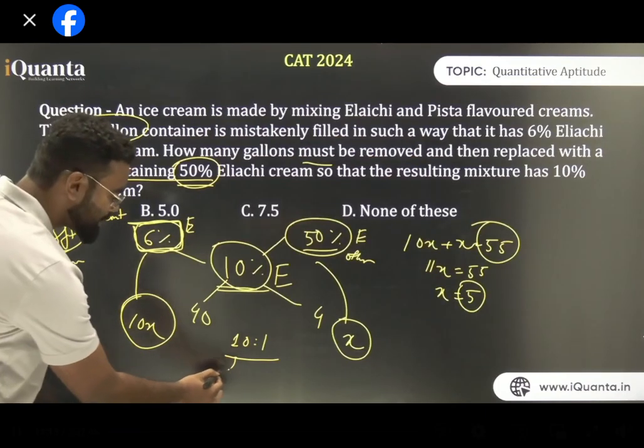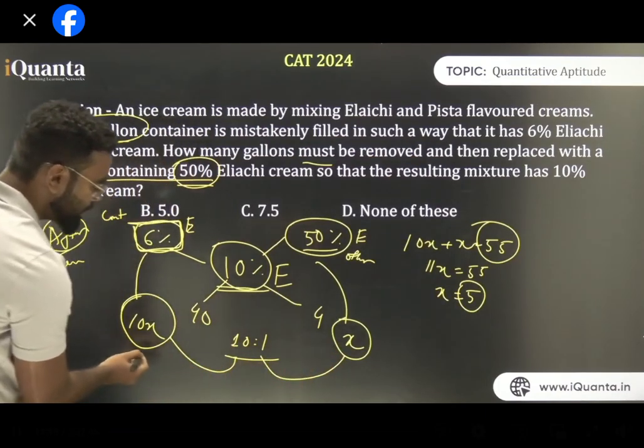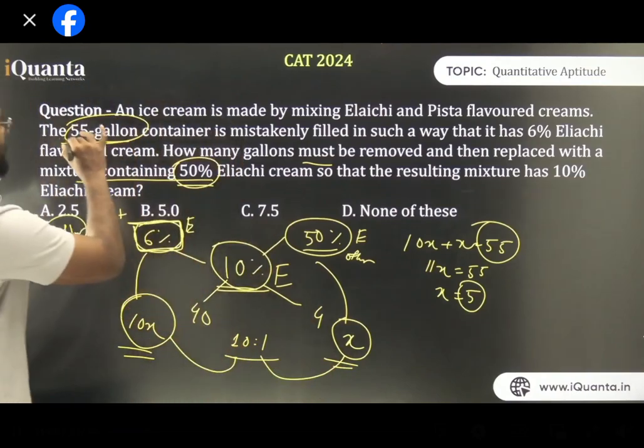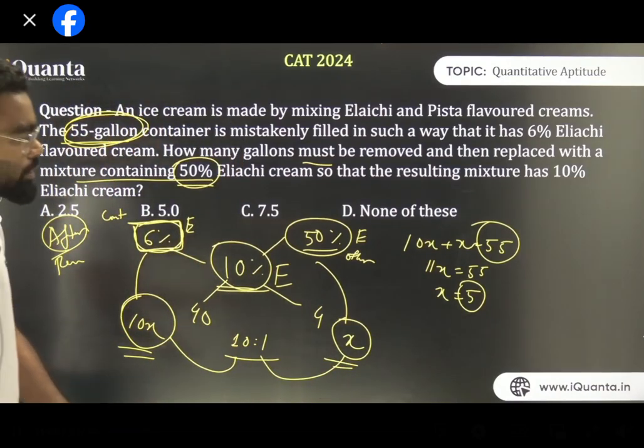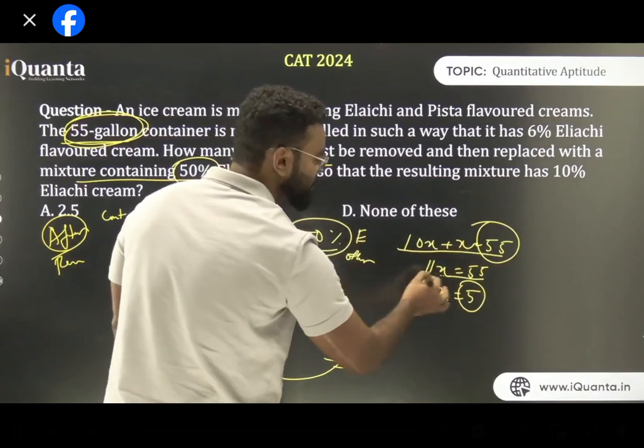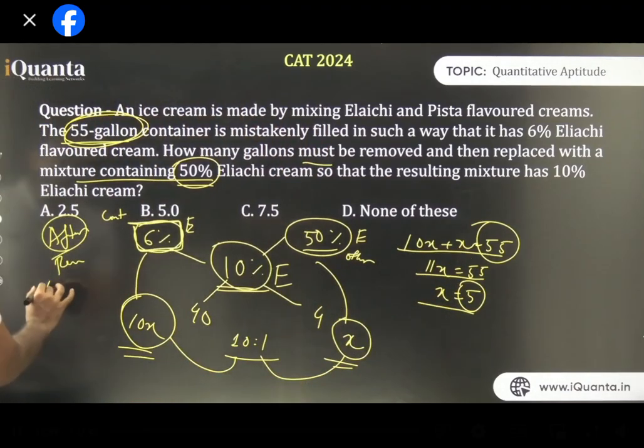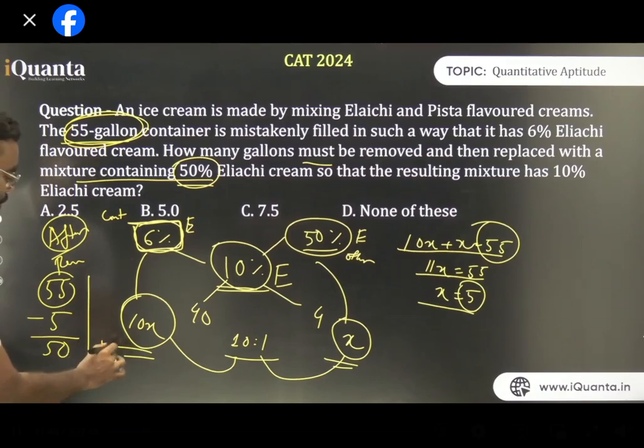So if the ratio is 10:1, this portion is 10x, this portion is x. Now 10x plus x, the sum has to be this 55 gallon because the container's volume is 55 and there is removal and replacement, so there is no change in the total volume. So 11x is 55, so x is 5. That means from 55, you removed 5 first, so it becomes 50. And the second one, what you add, which is 5. So this is 6% LIG and this is 50% LIG. So that is the after ratio part.